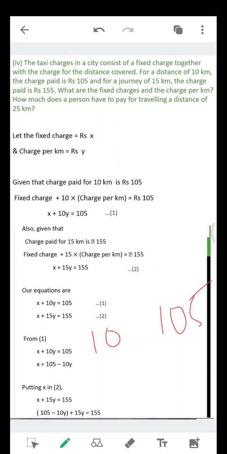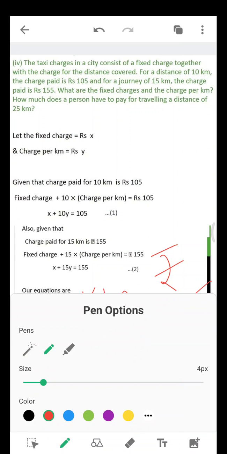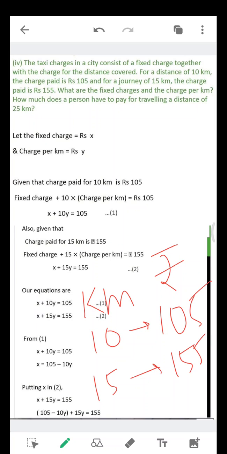So a person is paying 105 rupees for 10 kilometers, okay, and for 15 kilometer the person is paying 155 rupees. These are the two cases we have. For 10 kilometer he is paying 105 and for 15 kilometer he is paying 155 rupees. So we have to frame equations for this and we have to find what are the fixed charges and the charge per kilometer. So to begin with this, I'll take let the fixed charge be x and additional charge per kilometer be y.